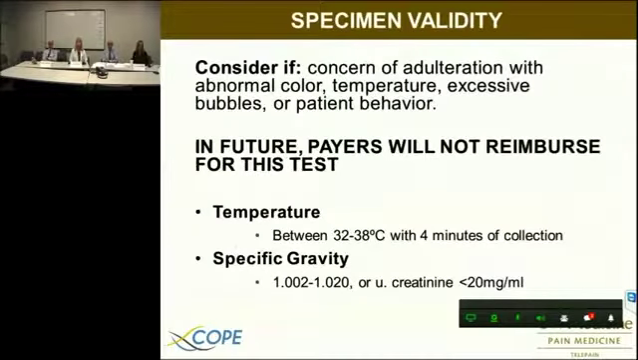Sample validity. If you're concerned about adulteration and your MA says, well, this kind of looks funny, look at color, temperature, excessive bubbling. But in the future, that's going to be our responsibility as providers. Payers are not going to reimburse for confirmation of specimen validity. So for temperature, you want it between 32 and 38 degrees centigrade and specific gravity within these particular numbers.